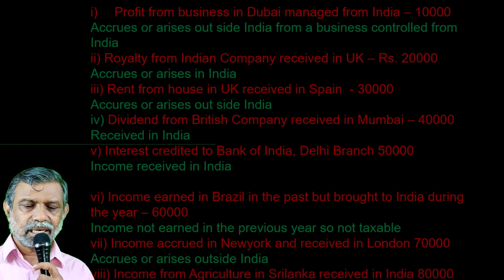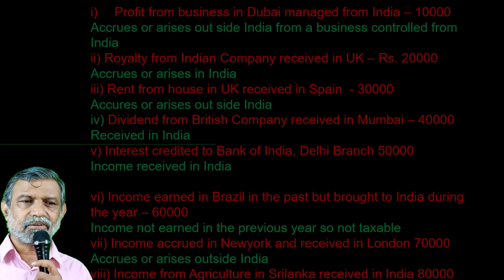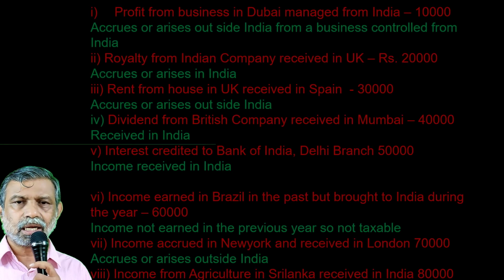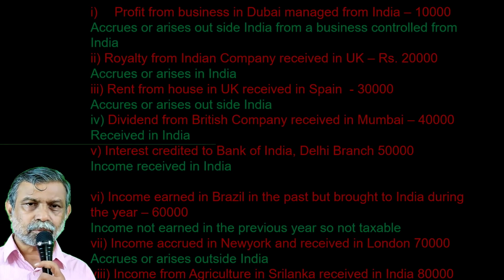Last case, income from agriculture in Sri Lanka received in India, 80,000. Income from agriculture in Sri Lanka received in India. Income received in India, therefore taxable in all three cases. Got it? Got the explanation? Now let us solve the problem.